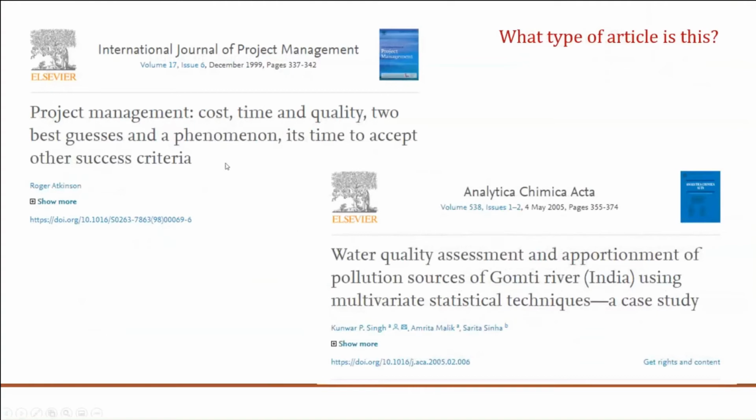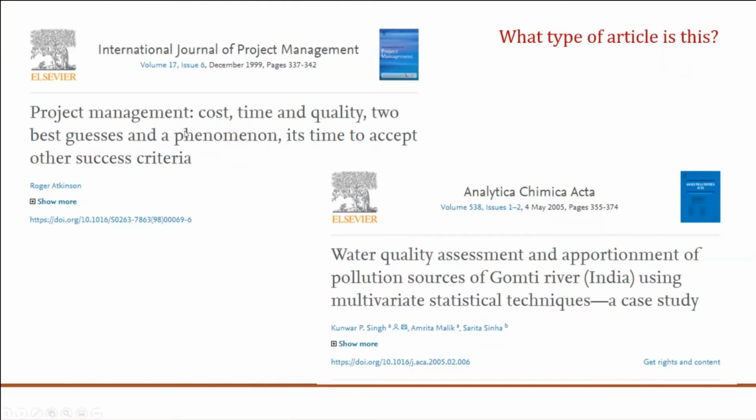So if you look at this one: project management, cost, time and quality, two best guesses and a phenomenon, it's time to accept other success criteria. And the second one is water quality assessment and apportionment of pollution sources of county rivers using multivariate statistical techniques, a case study. Of course, based on this title, you know that it's a case study paper because there's the word case study here. If there is no case study here, the name Gomti River, India, is basically specific to one place. It could still be a case study, but it could also be a research study because a river is long. It could be a different angle, but because they have a name, it's most likely a case study paper.